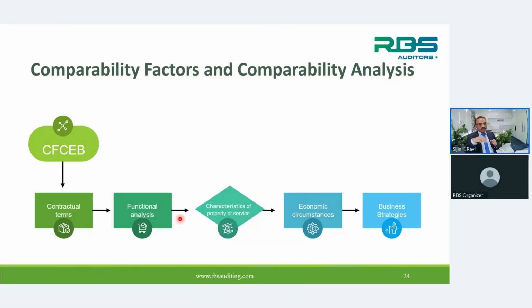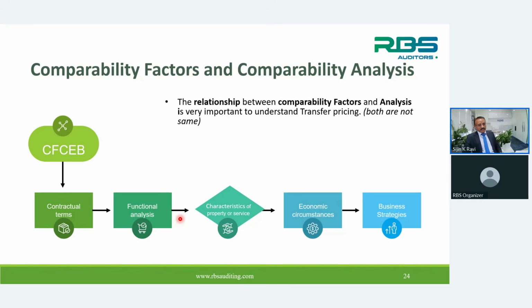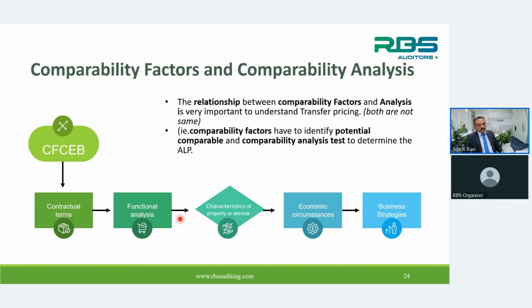So what are the 5 factors? One is the contractual terms. The relationship between comparability factors and analysis is very important to understand transfer pricing. Both are not the same. One relates to factors, and the second one comes after arriving at the factors. The second one relates to analysis.